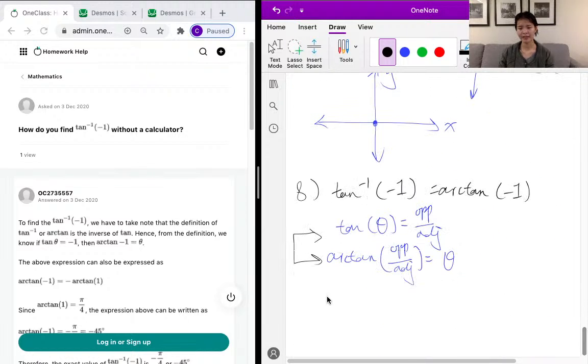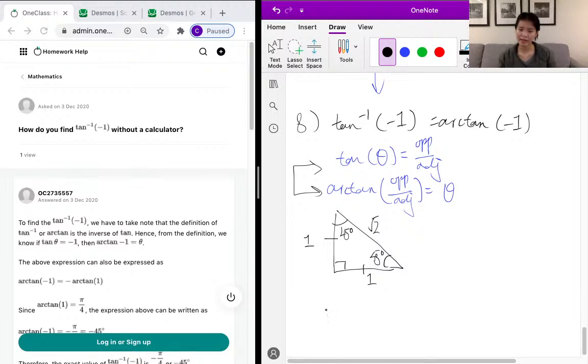For this, it's actually kind of difficult to think, but we do know an angle where the ratio of its opposite and adjacent side is equal to 1, which is quite close to -1. Which angle is that? It's one of the angles in our special triangle. So here, let me just draw our special 45 degrees triangle, and its opposite side and adjacent side, the ratio is equal to 1.